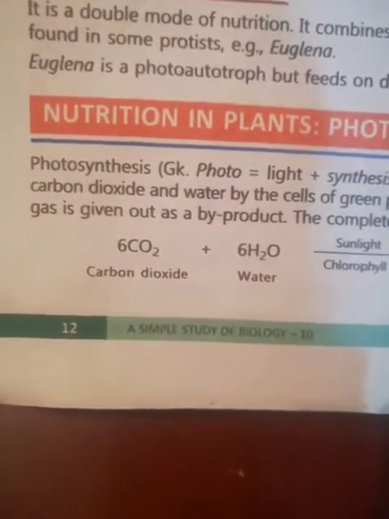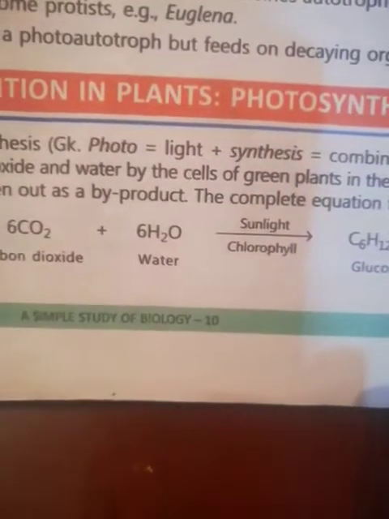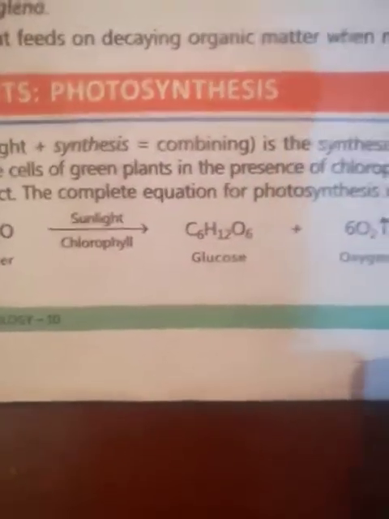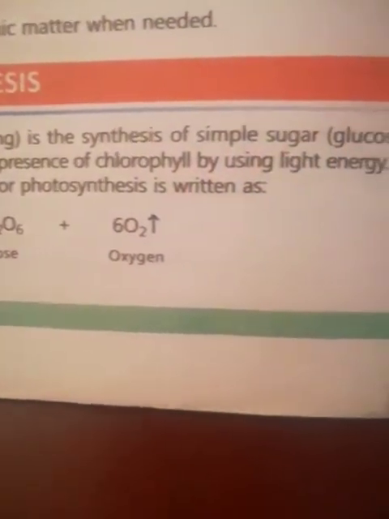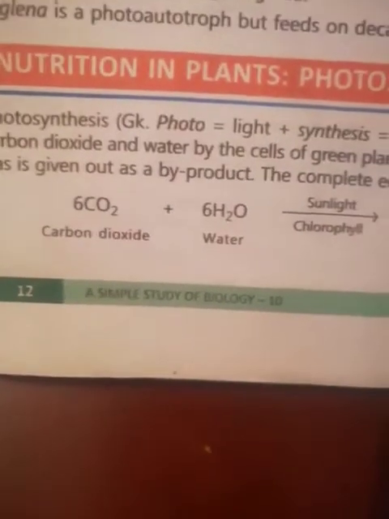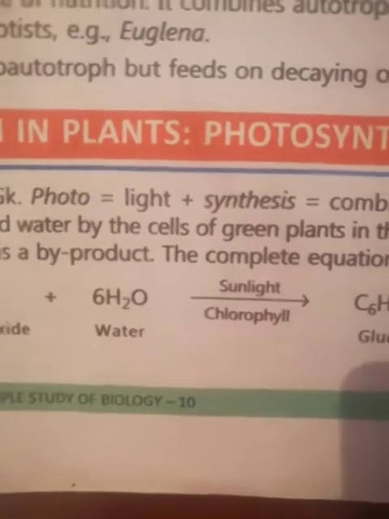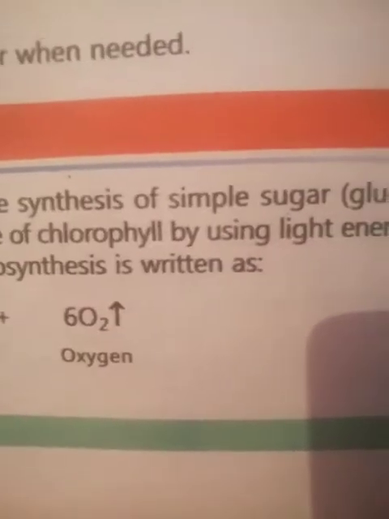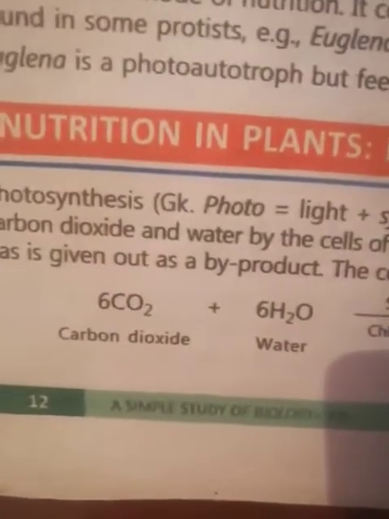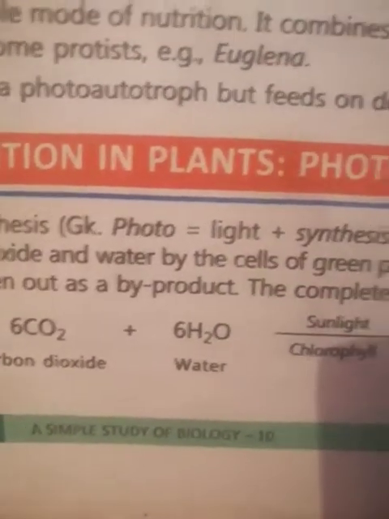Photosynthesis. Photo means light, synthesis means to prepare or combine. It is the synthesis of simple sugar, that is glucose, from carbon dioxide and water by the cells of green plants in presence of chlorophyll by using light energy. During this process, oxygen gas is released as a byproduct.